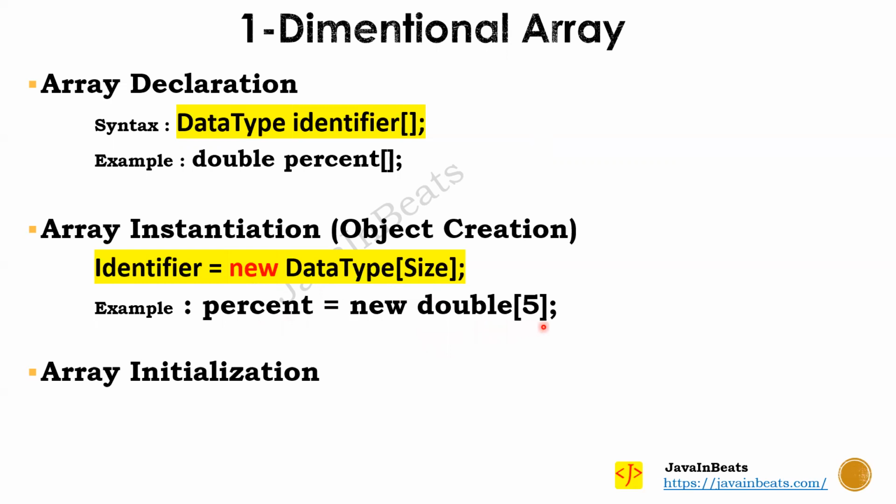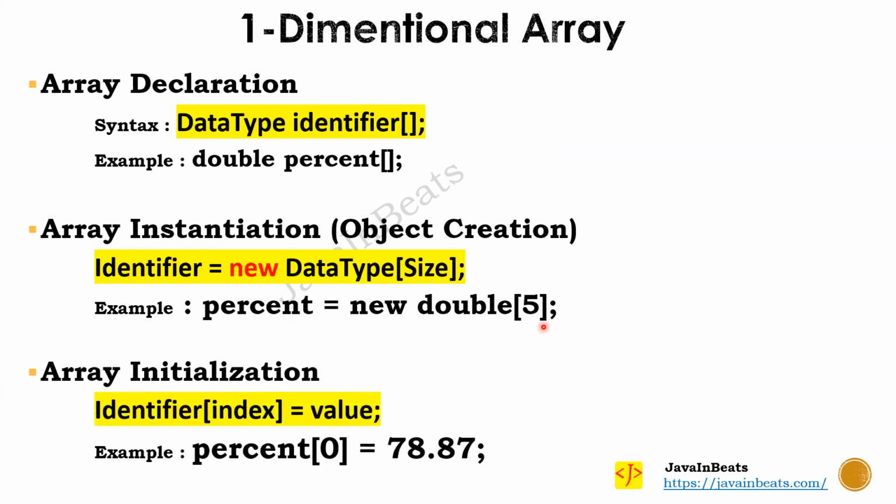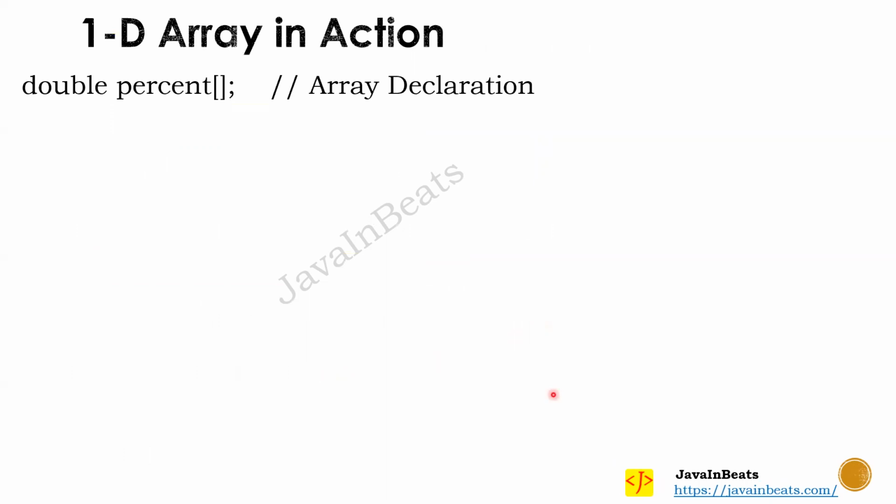Internally, 5 value blocks will be created and every value block will be assigned a default index. We'll discuss this structure in more detail in the next slide. We can initialize the value block with the help of index and the value which you wanted to assign inside that value block. This is how you can create an array. Let's understand how you can implement it and how the structure of the array can be visualized.